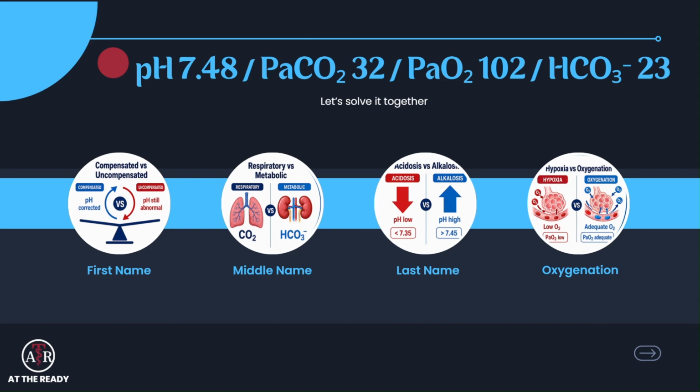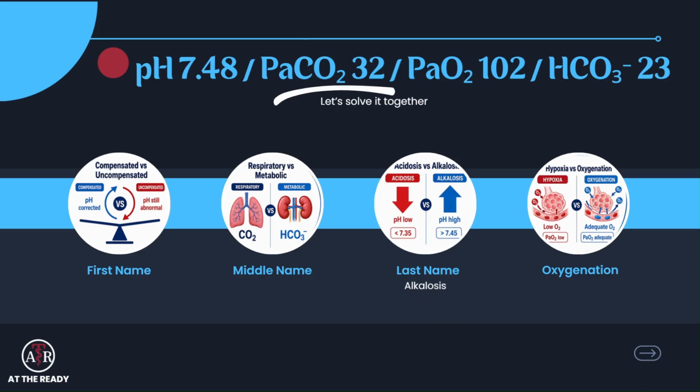Let's go through another one together. You have a pH of 7.48, a PaCO2 of 32, PaO2 of 102, and a bicarb of 23. So let's start with the pH. 7.48 is high. Remember, normal is 7.35 to 7.45. So with a pH of 7.48, the last name is alkalosis.